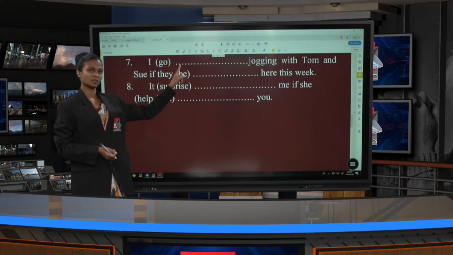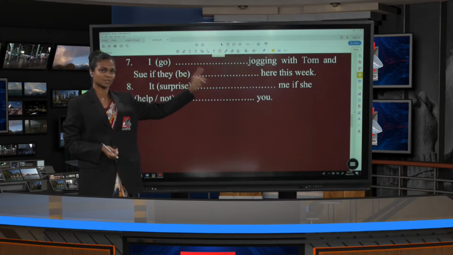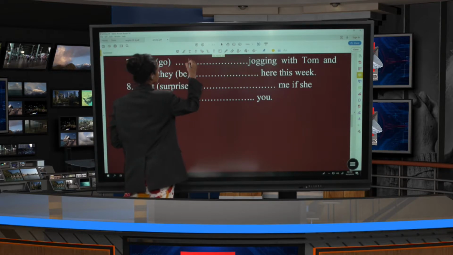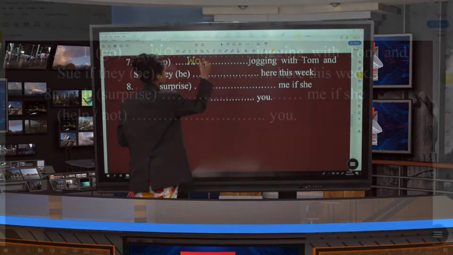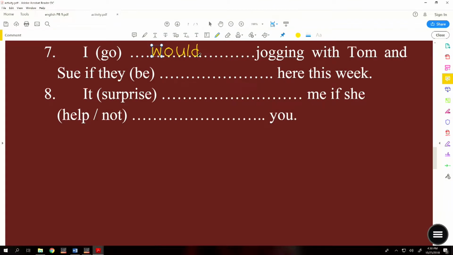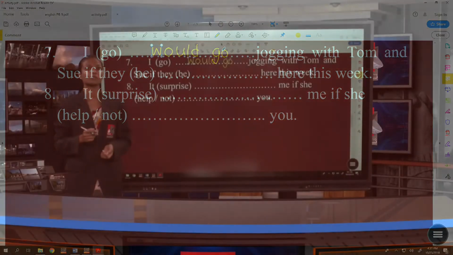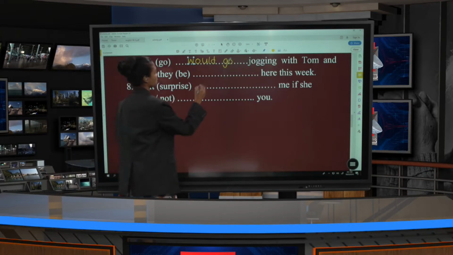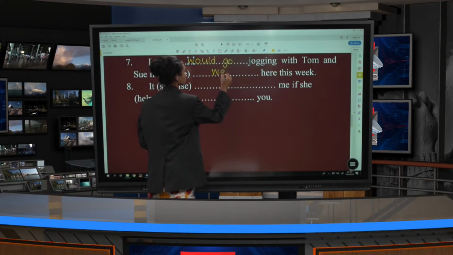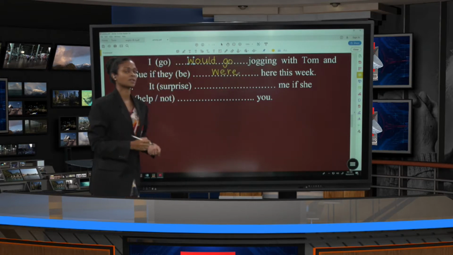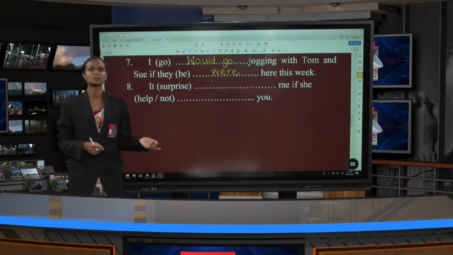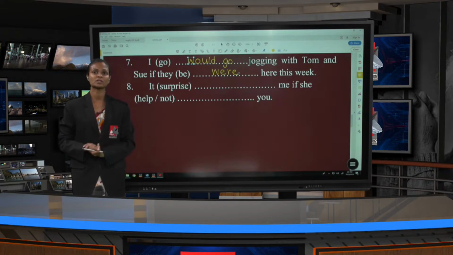I would plus verb. I would go jogging with Tom and Sue if they, simple past. What is the simple past of be verb? If they were here this week, I would go jogging with Tom and Sue.